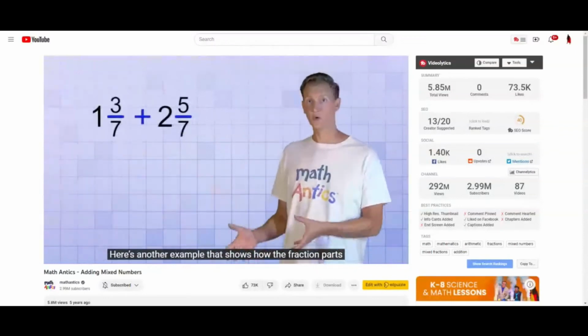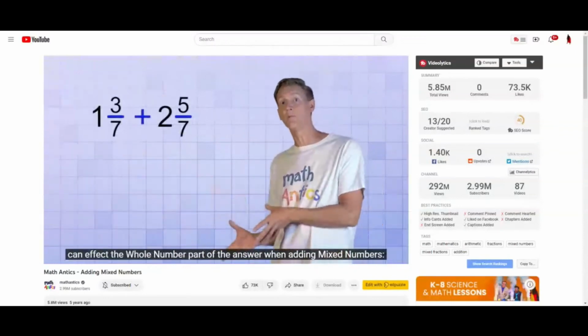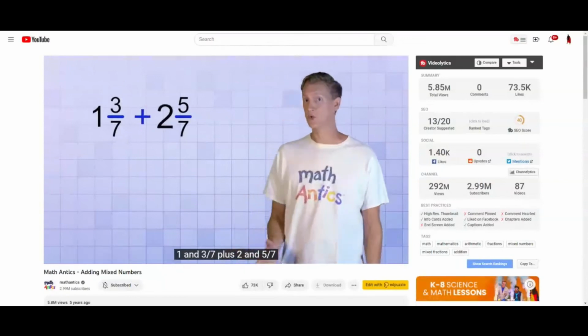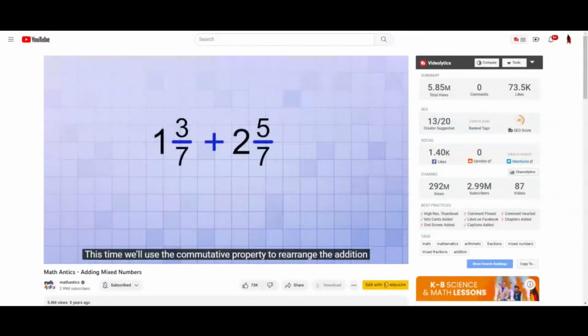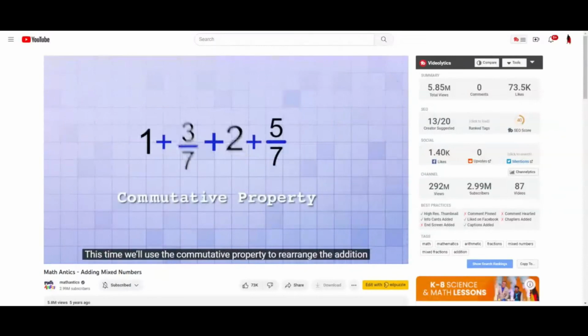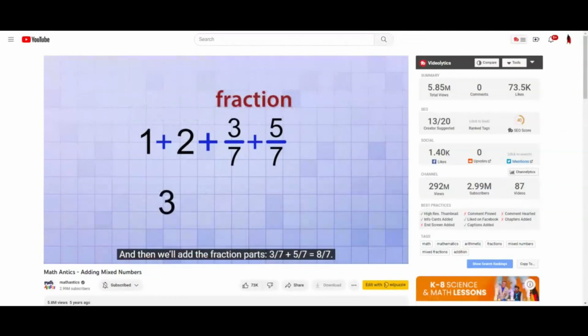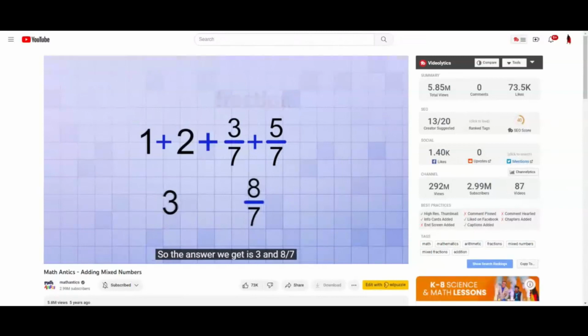Here's another example that shows how the fraction parts can affect the whole number part of the answer when adding mixed numbers. 1 3/7 plus 2 5/7. This time we'll use the commutative property to rearrange the addition, and then we add the whole number parts. 1 plus 2 equals 3, and then we'll add the fraction parts. 3/7 plus 5/7 equals 8/7. So the answer we get is 3 8/7.